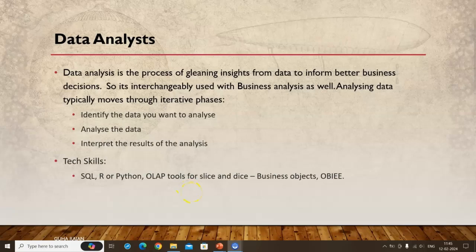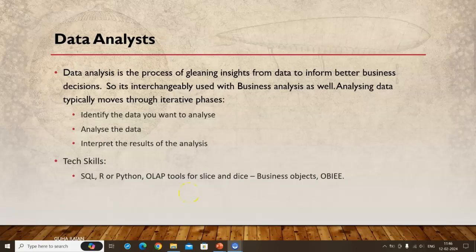So the tools, if you look at SQL, are Python and OLAP tools, that is, online analytical processing tools like Business Objects or OBIEE. So it's more of a business person or functional knowledge person who does this analysis on the data, so that the business can take an informed decision. That's where the data analyst job is. So what is required could be SQL, Python, or just knowledge of an OLAP tool like Business Objects and OBIEE.